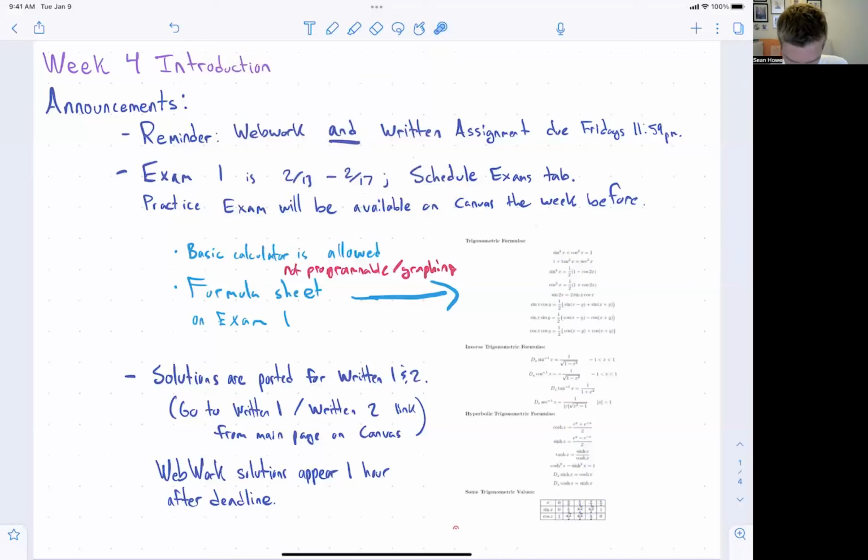Good. I also wanted to point out that solutions are posted for written assignments 1 and 2. If you go to the main page on Canvas and click the link for written 1 or written 2, then on that page where there used to be just a link to the problems PDF and the submission on Gradescope, now there's also a link to the solutions. And in general, for written assignments, solutions will always be posted probably a few days after the due date.